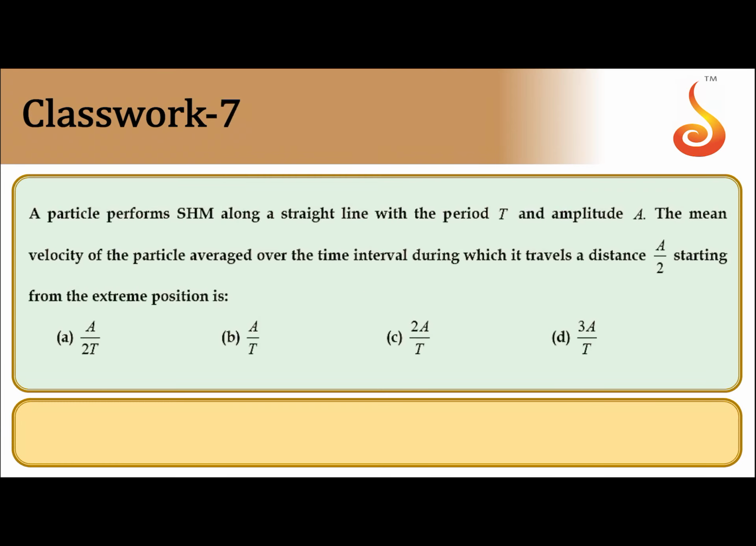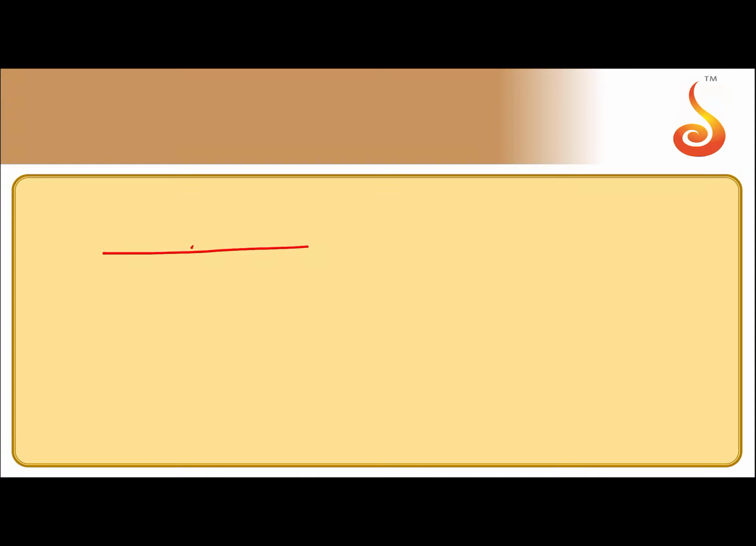Example 7. A particle performs SHM along a straight line with a period T and amplitude A. The mean velocity of the particle averaged over the time interval during which it travels a distance A by 2 starting from the extreme position is. So the construction is here. The time period is T and the amplitude is A. Particle starts from extreme position and it covers a distance A by 2. Right? So what's the displacement? Displacement of the particle is A by 2.